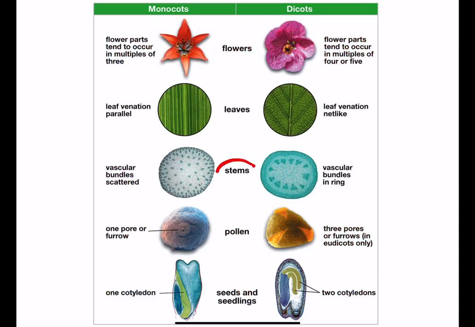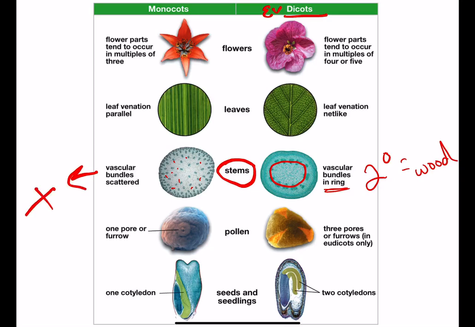The stems of monocots have their vascular bundles scattered, while the vascular bundles are in a ring for the eudicots. And it's this ring formation that allows eudicots to be able to undergo secondary growth. In other words, eudicots can form wood. Monocots cannot form wood. I shouldn't have done an X there, because that makes you think xylem. But I meant an X for you cannot. They cannot form wood.